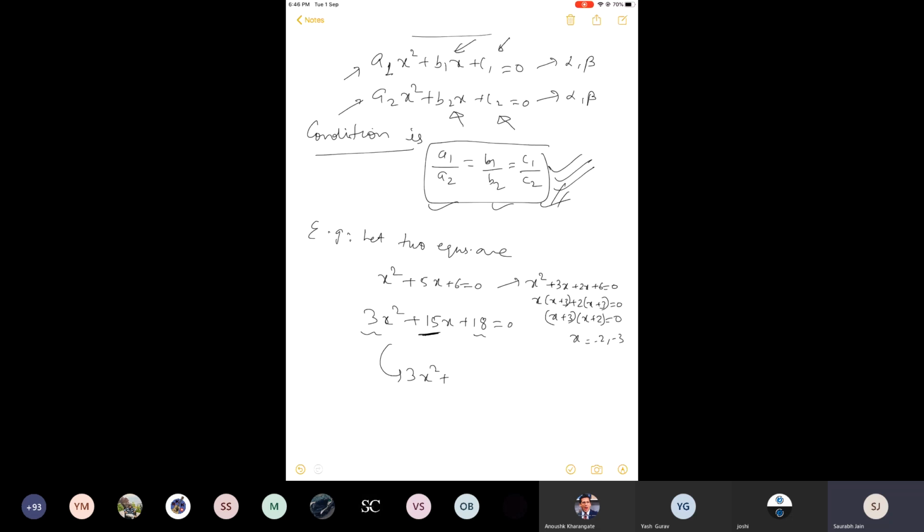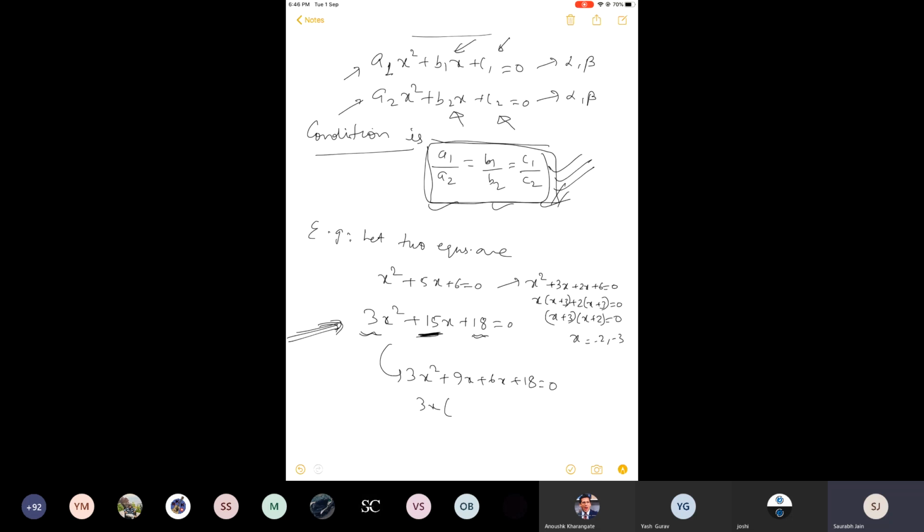So if we have to solve this equation like this only, without dividing by any number, what will happen? 3 into 18 is 54. This is 15. So how will you split it in 9 and 6, right? Why am I not dividing? Because I want to tell you about this condition. If you divide, you will not get it. So forget about dividing. Just keep it as such and solve it.